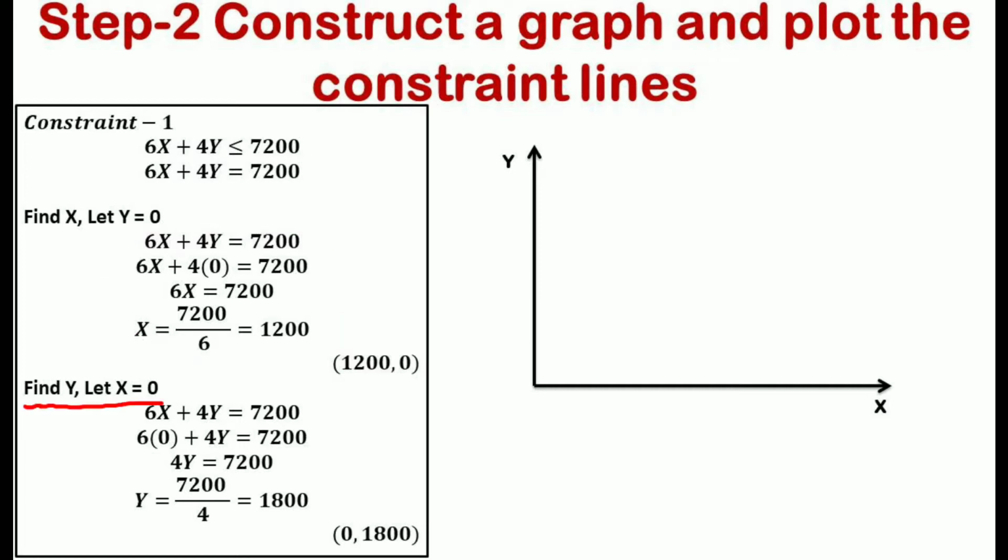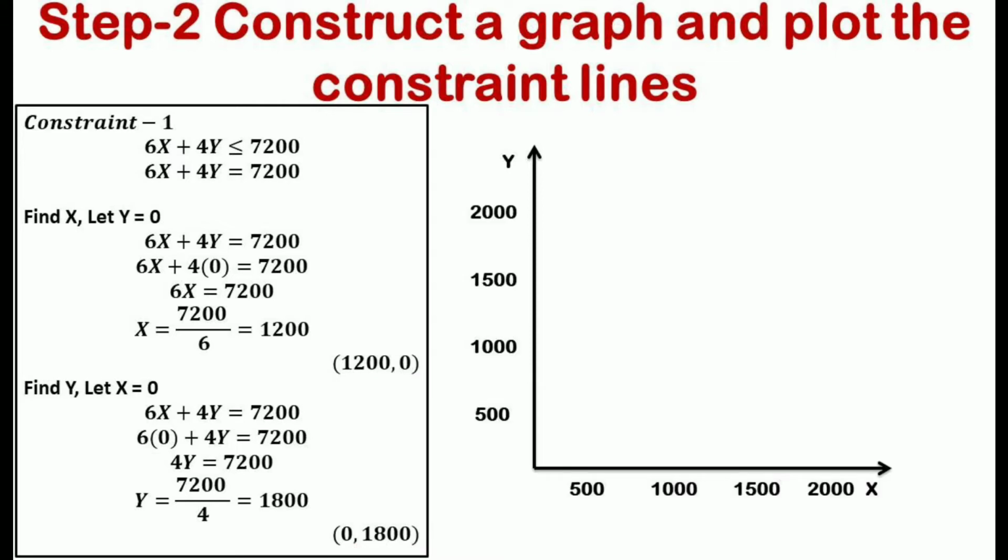Similarly, in order to find out the value of y, let us assume x is equal to 0. Then substitute the value of x is equal to 0 in the equation or constraint, that is 6x plus 4y is equal to 7200. So putting x is equal to 0, 6 into 0 plus 4y is equal to 7200, which is 4y is equal to 7200. So the value of y is equal to 7200 divided by 4, which is 1800. So we have 2 points which make the constraint line: 1200, 0 and 0, 1800.